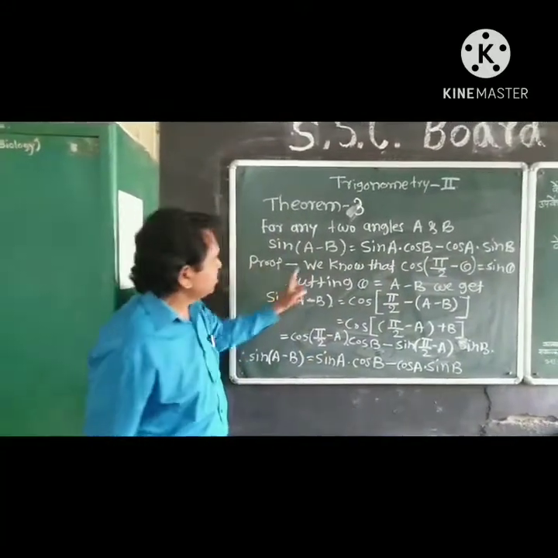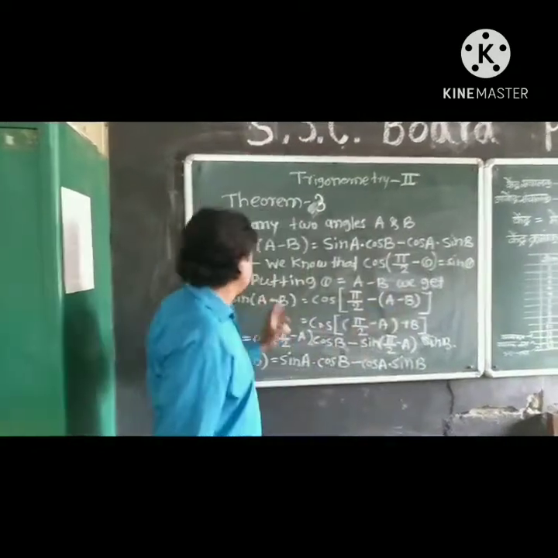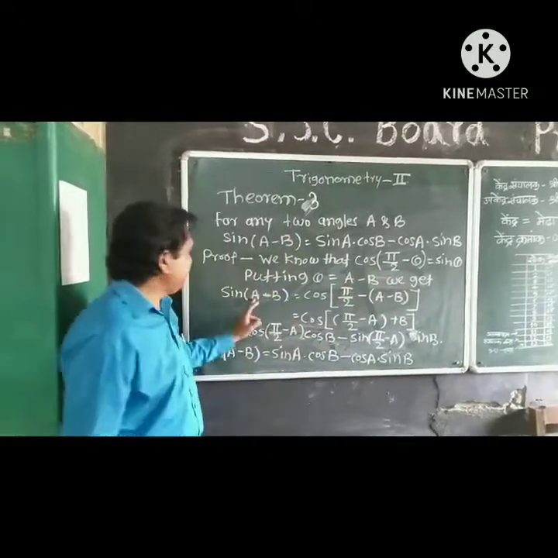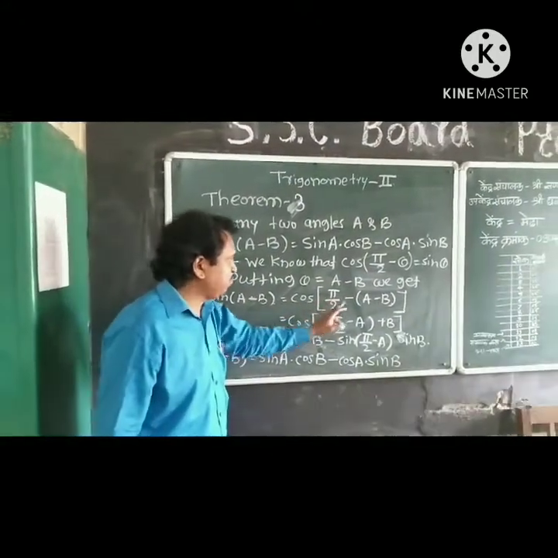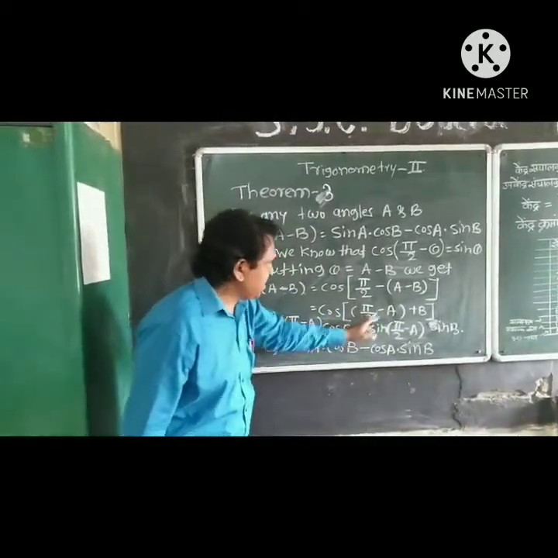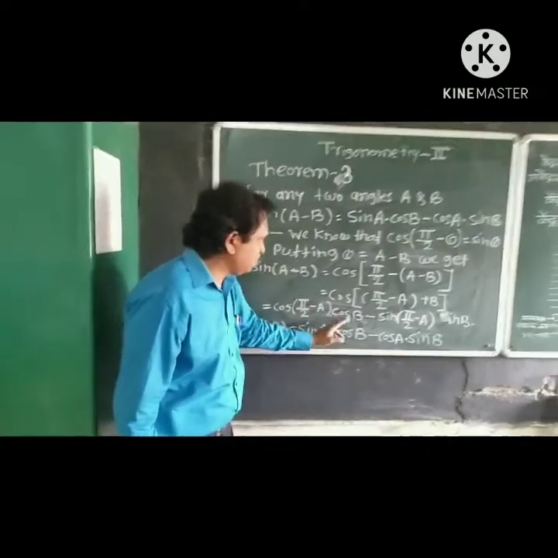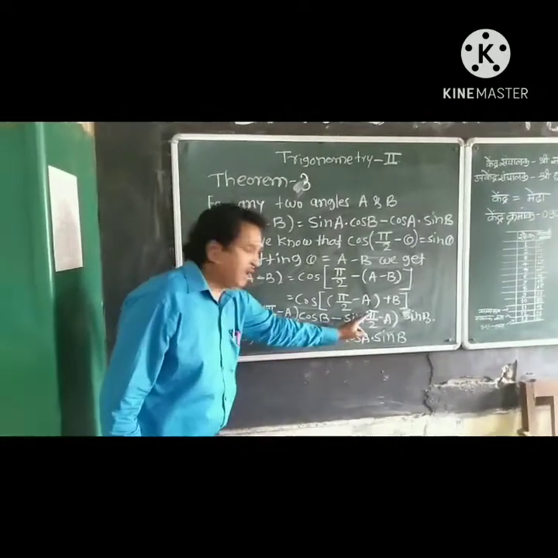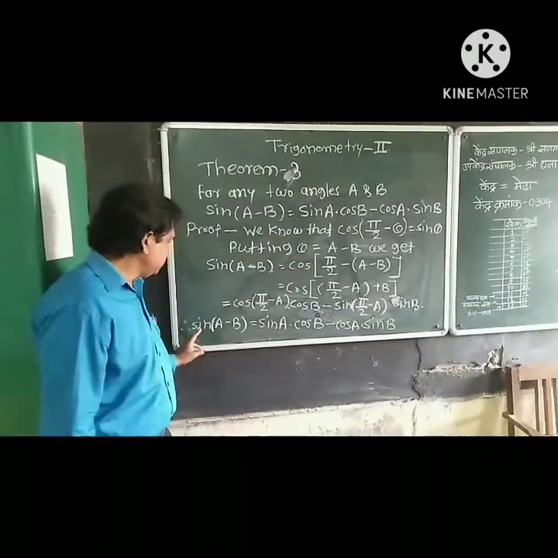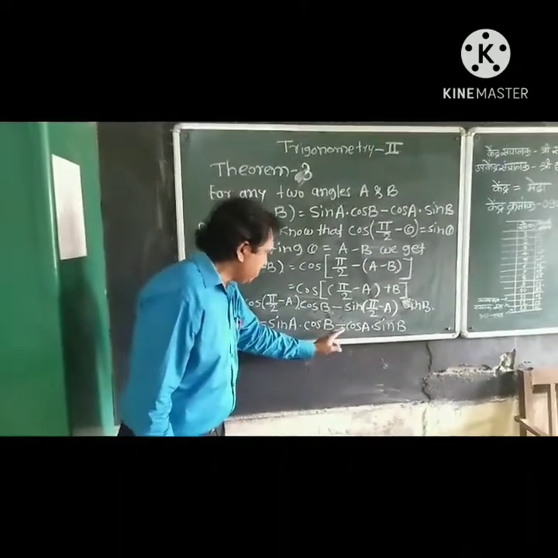Here proof. We know that cos(pi by 2 minus theta) is equal to sin theta. Putting theta is equal to A minus B, we get sin(A minus B) is equal to cos(pi by 2 minus (A minus B)). Now cos(pi by 2 minus A plus B), we get cos(pi by 2 minus A) into cos B minus sin(pi by 2 minus A) into sin B. Finally, we get the result sin(A minus B) is equal to sin A into cos B minus cos A into sin B.